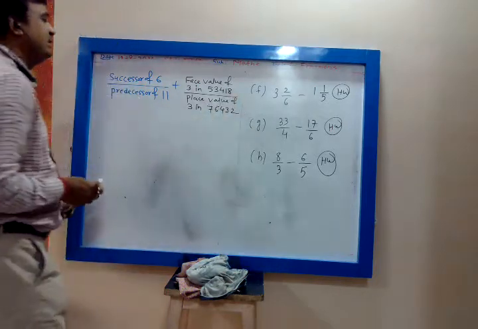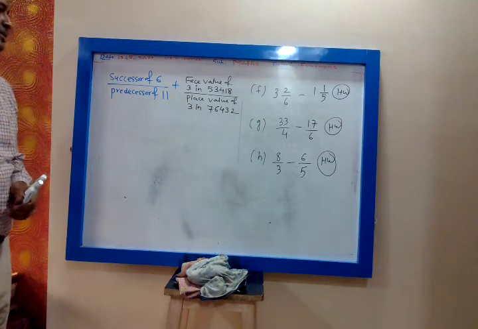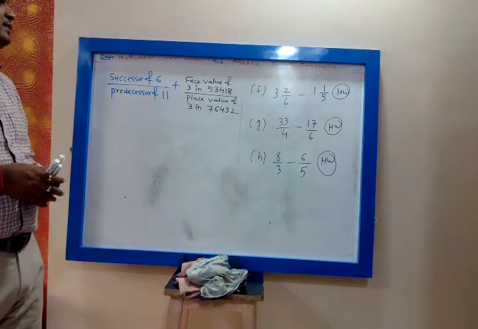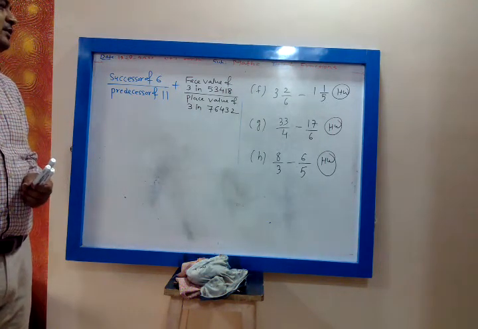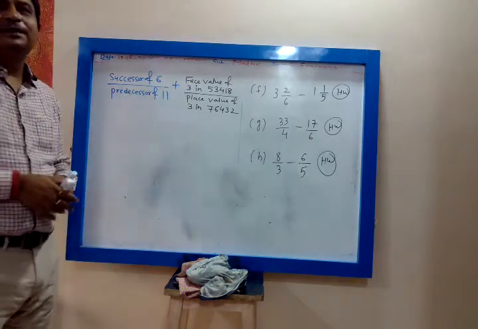Chalo, solve this. Intelligent question. Successor of 6 upon predecessor of 11 plus face value of 3 in 5348 upon place value of 3 in 7642. Between them we have a plus sign.